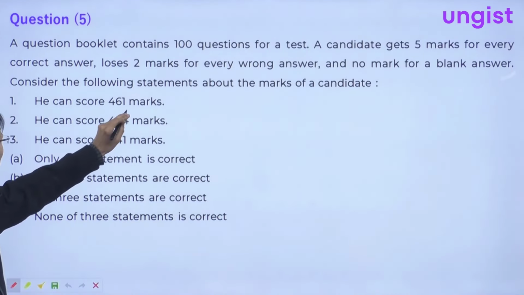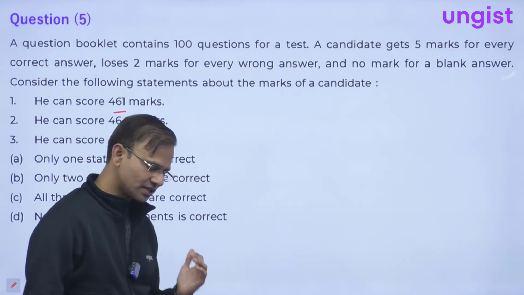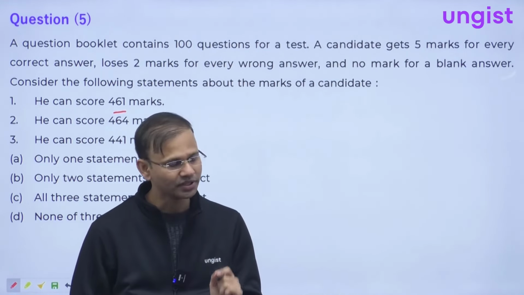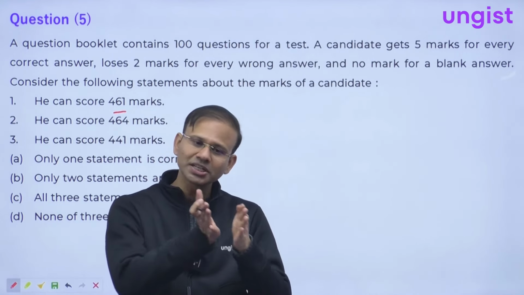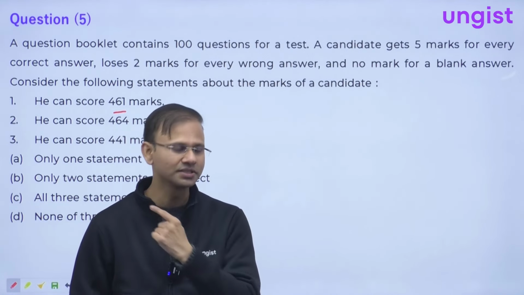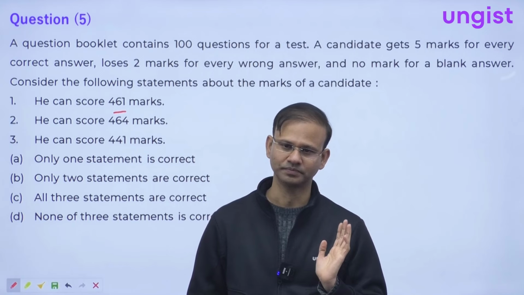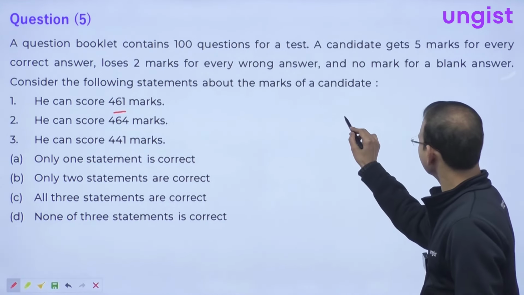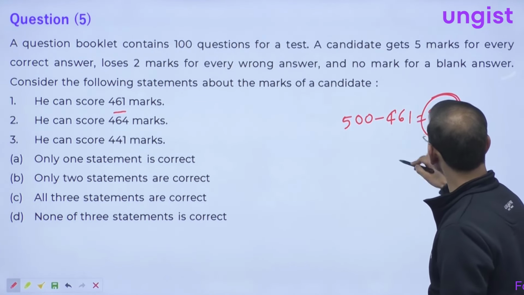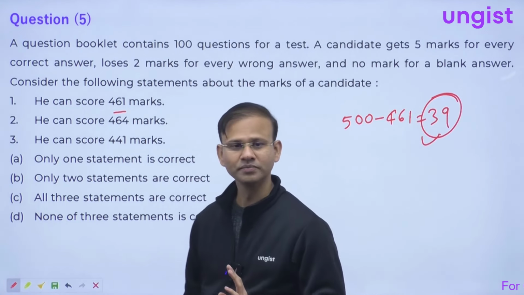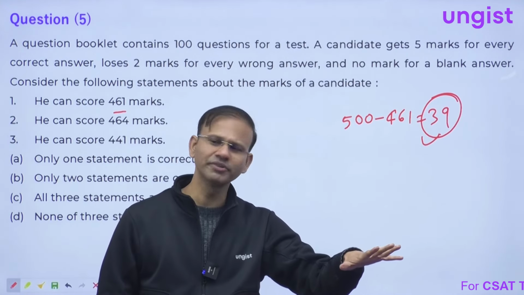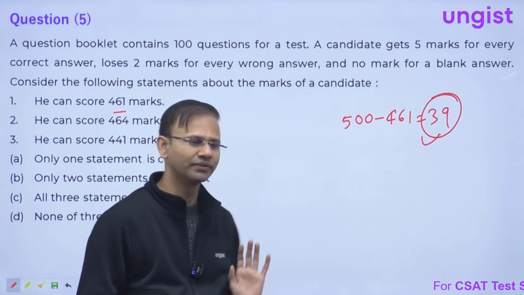And here he is scoring 461. So 461 is how much less than 500? It is 39 less than 500, right everyone? So if 39 can be expressed as a combination of multiples of 5 and 7, then it is a possible score, else it is not. 500 minus 461 is 39. If 39 is possible as a linear combination of 5 and 7, then this score is possible. And 39 is 25 plus 14.